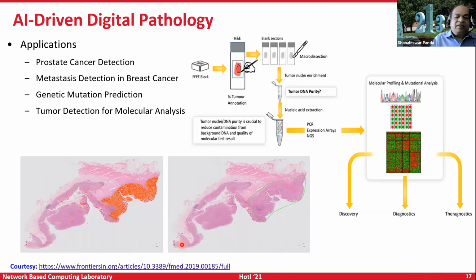Another example here is the medical field. In this case, I'll be trying to show some digital pathology examples, and in fact, later on, we'll show some concrete results. We have been working with some of our colleagues at the Ohio State University Medical Center.